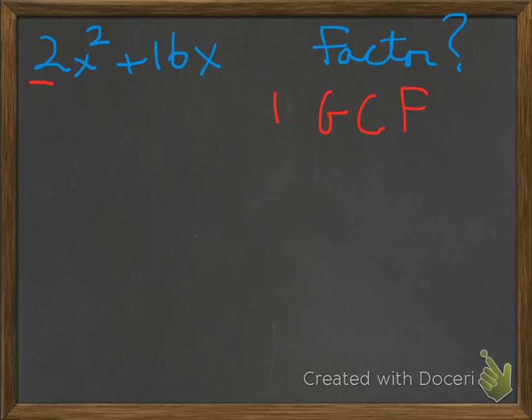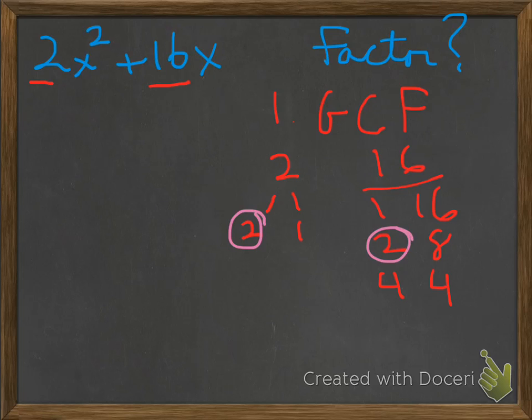So we need to look at the numbers to see if there's any number that both numbers can be divided by. We have 2, with factors 2 and 1. And then we also have 16, with factors 1, 16, 2, and 8. What else do we have? We got 4 and 4. So if you notice, they're both divisible by 2. Okay, so that's nice. So what we can do now is go ahead and factor that out.